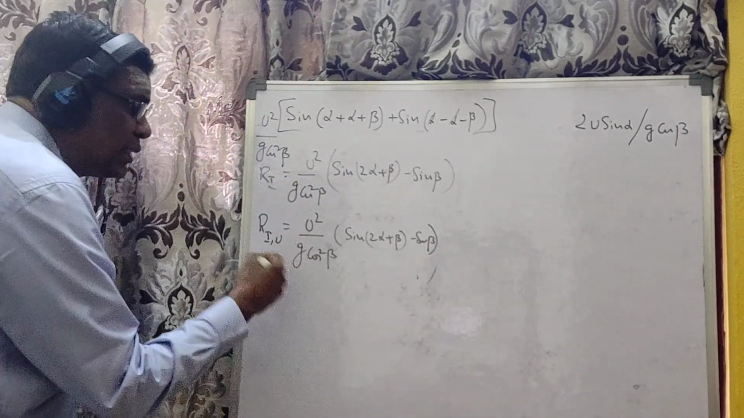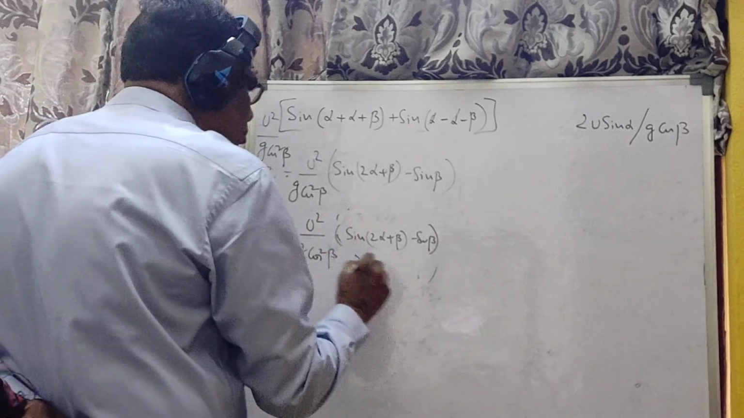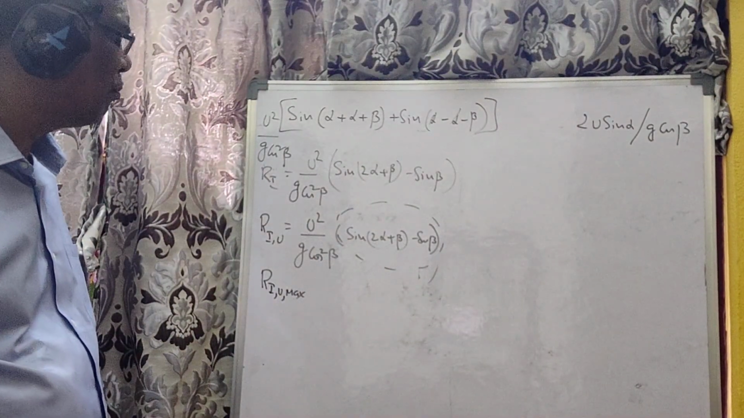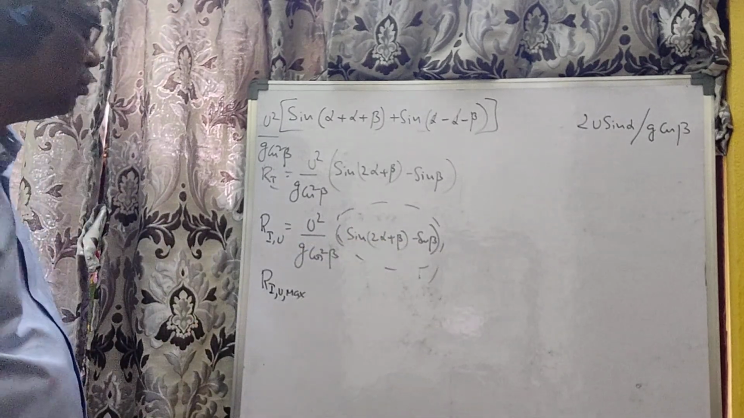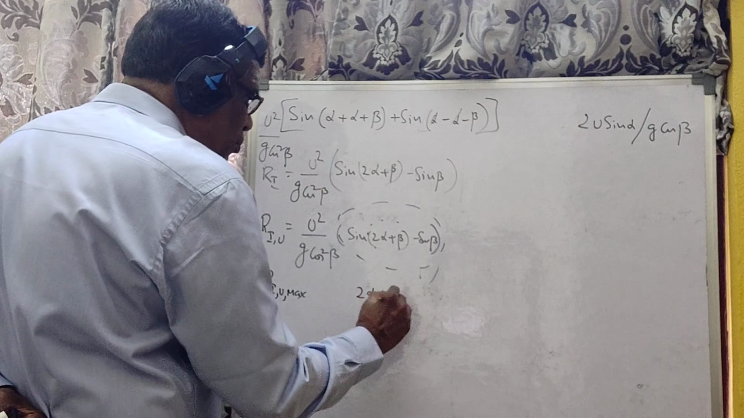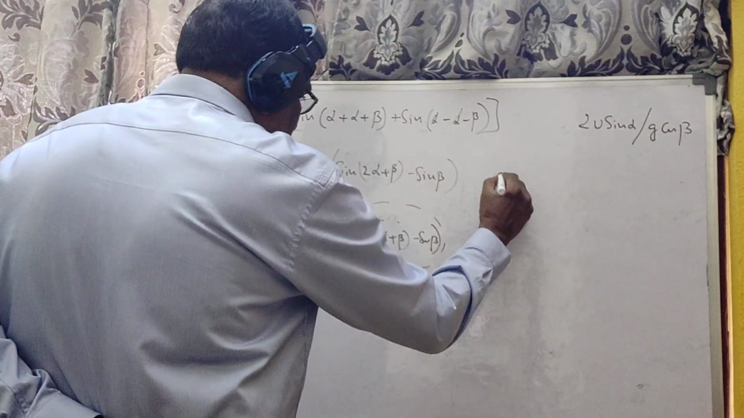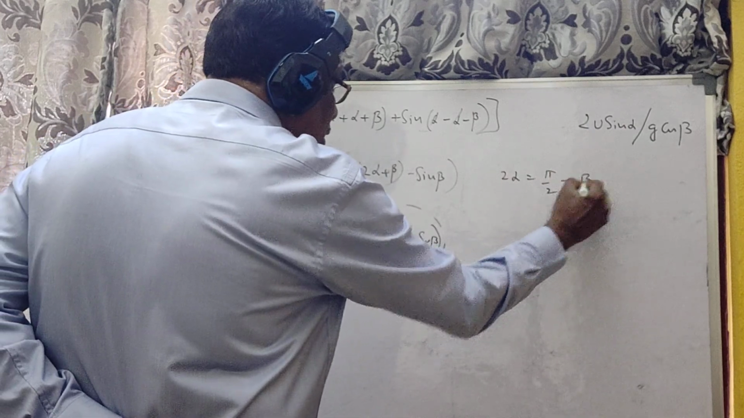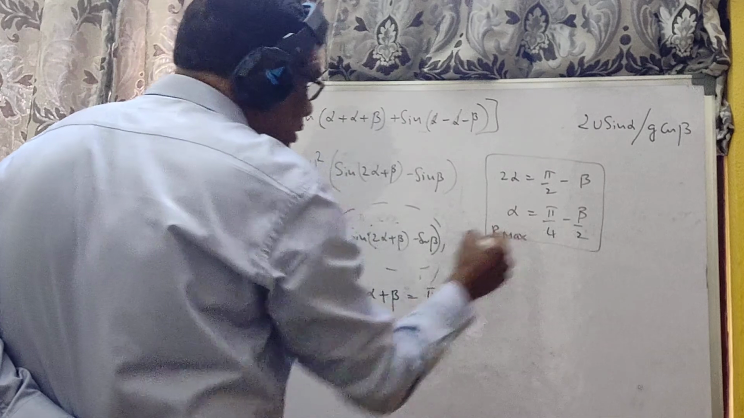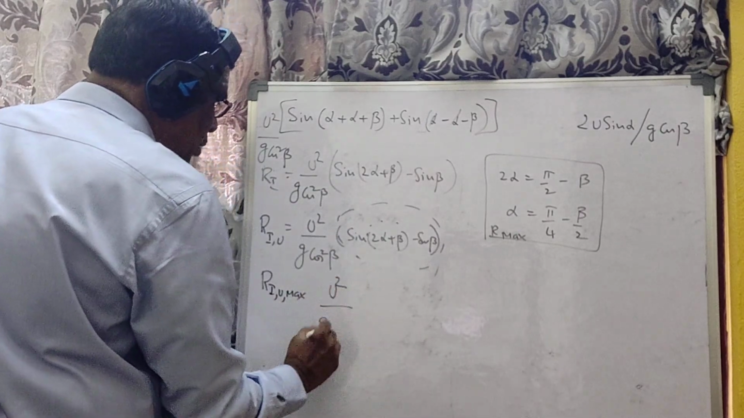Now, what is the maximum value? When do you get this maximum? When this is maximum. When beta, you can't do anything. So this should be maximum. That means 2 alpha plus beta must be, the sine 90 is 1. So this is the relation. So 2 alpha is pi by 2 minus beta. Alpha is, this is for R max. So this becomes 1 minus sine beta, u square by g.